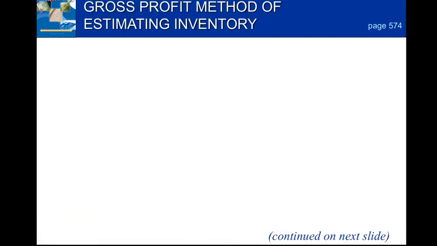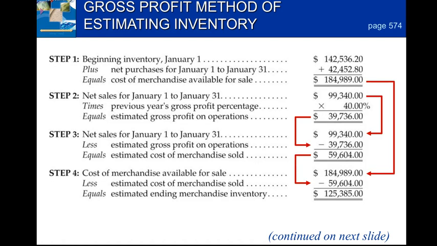So the gross profit method of estimating inventory. All right, so step one, you're going to get your beginning inventory for January 1 plus your net purchases for January 1 through January 31st. And that's going to equal your cost of merchandise available for sale.